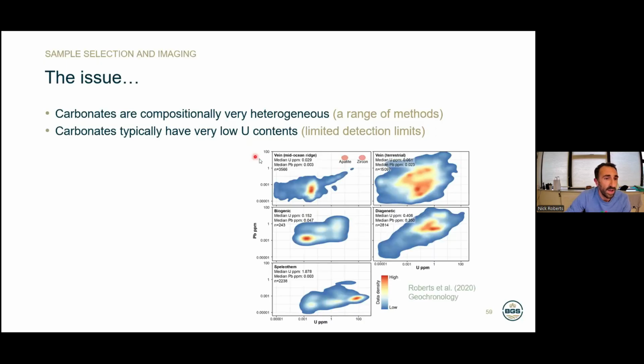So how low are carbonates in uranium? This is a compilation I put together quite a long time ago now. These are all the carbonates I dated in the lab at the time. If we look at the median uranium values, you can see they're really quite low. We're talking about 0.03 ppm in veins, and in terrestrial veins 0.06 ppm, diagenetic slightly higher. So we're talking ppb level a lot of the time for uranium, and the same with the lead.